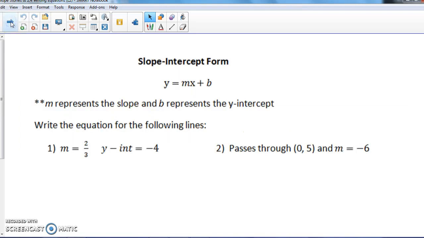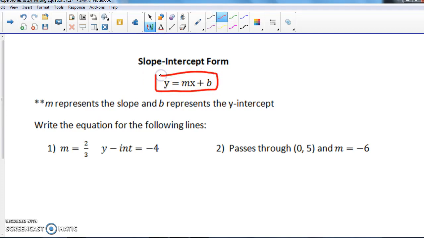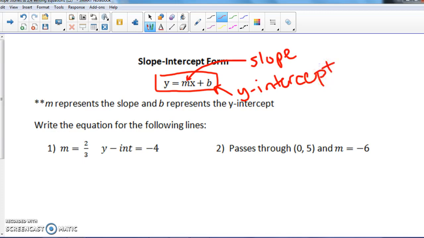This should be no big surprise to you: slope-intercept form, y equals mx plus b. We talked about it the first couple days of school in our Algebra 1 review. M represents the slope, so the number in front of x represents the slope, and b represents the y-intercept. Remember, that's the place where the line crosses the y-axis. So in order to write an equation, we need those two components: slope and y-intercept. If we're given the slope and y-intercept, this is a very, very easy task.